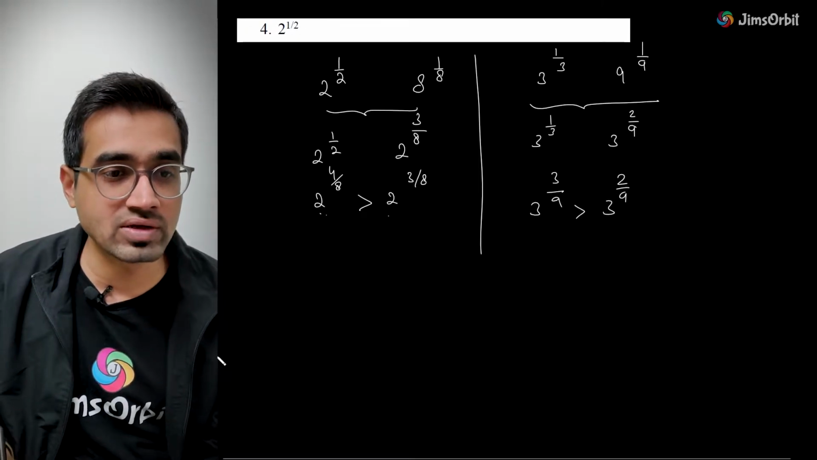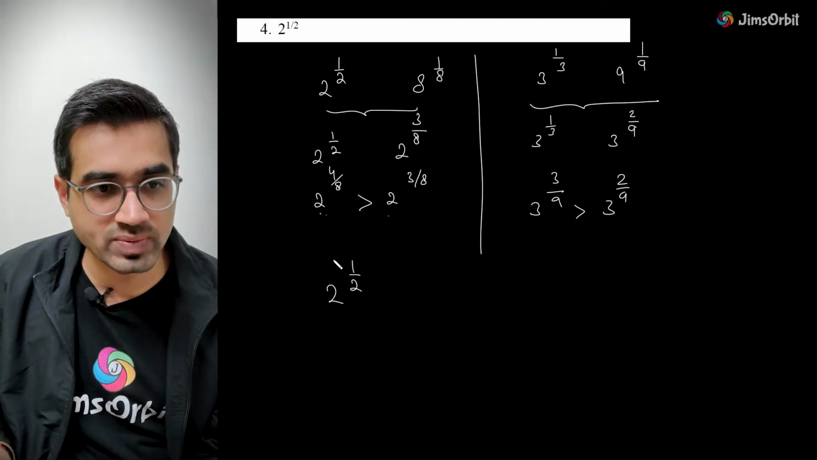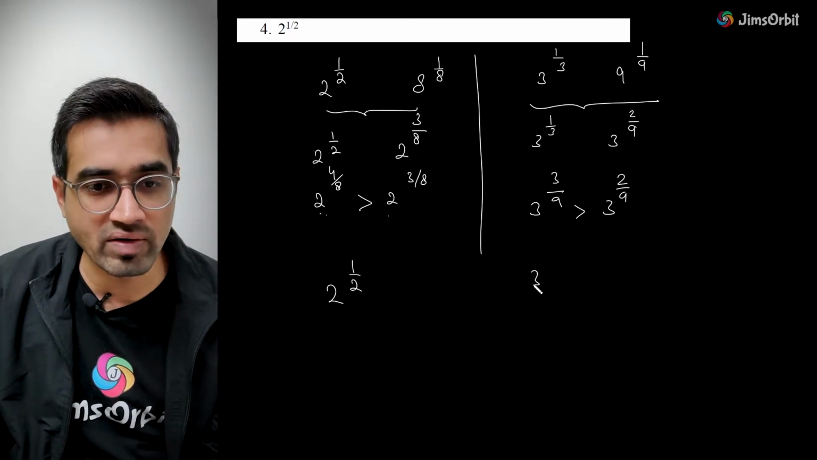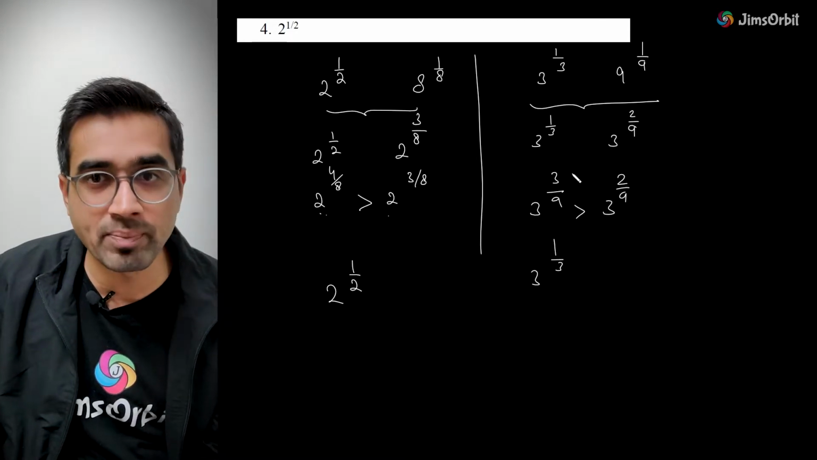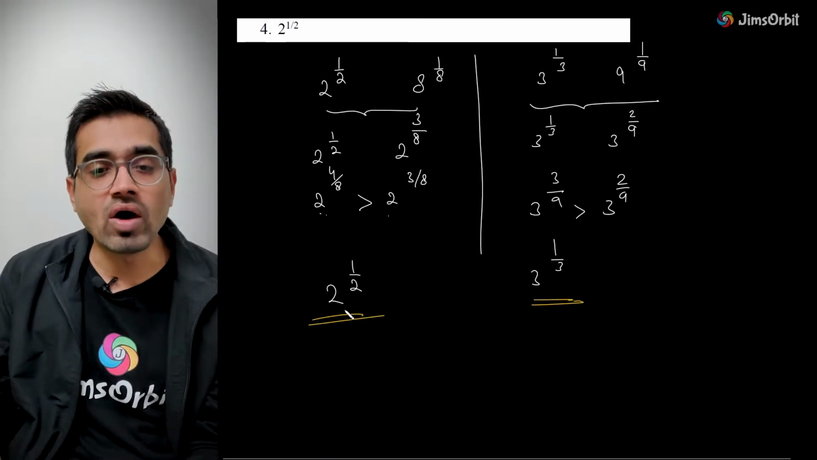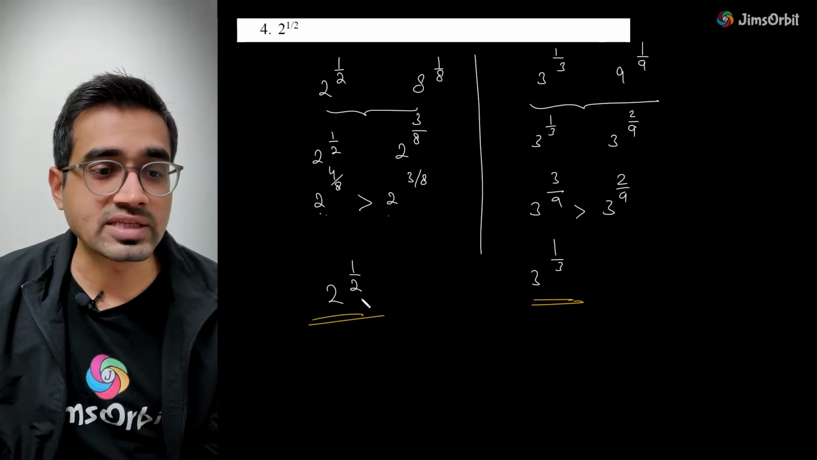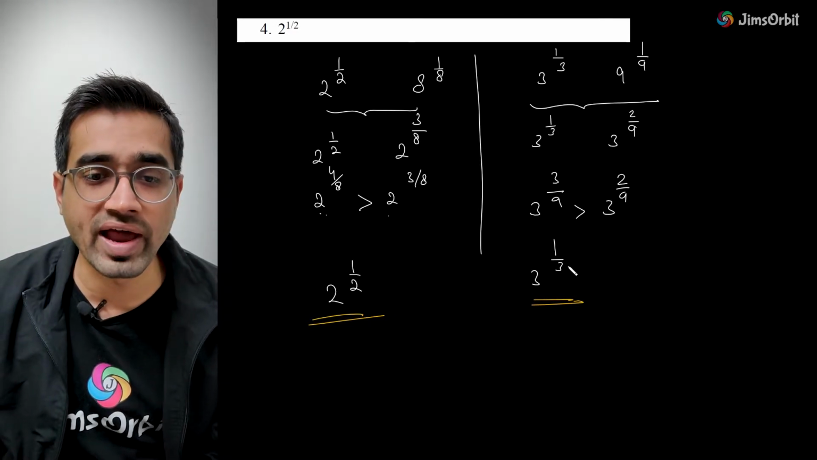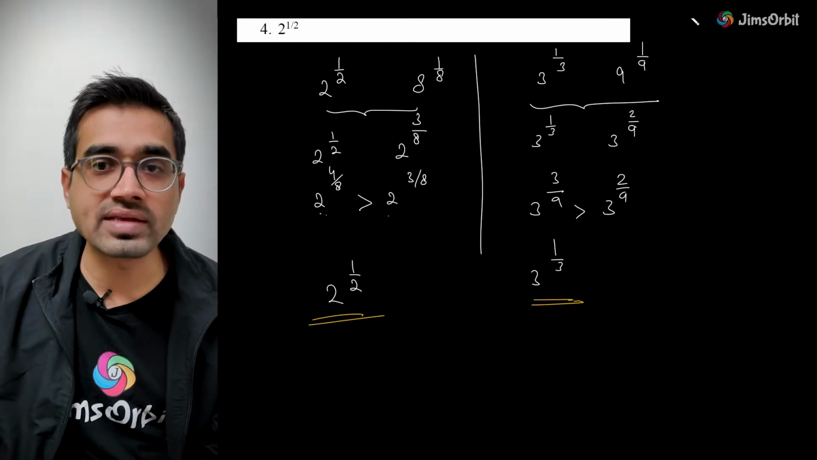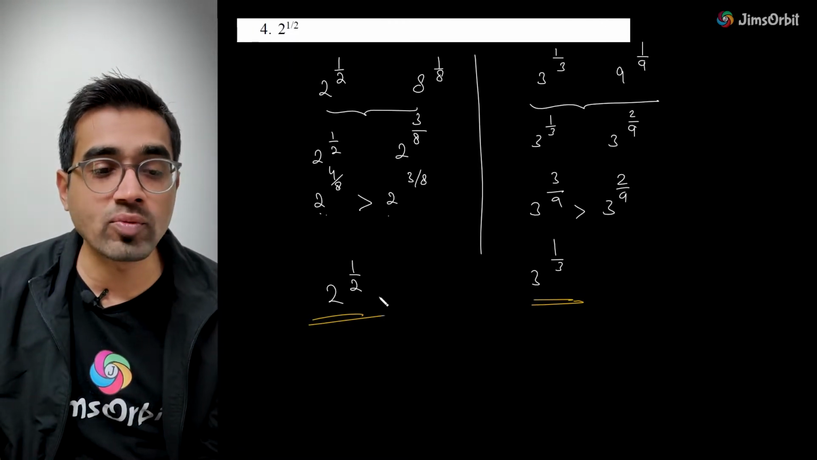Now you have two simple things to see. This is bigger. So 2 to the power 1 by 2 is bigger here, and here 3 to the power 1 by 3 is bigger. Now we need to compare these two. The problem now lies here. This is base 2, this is base 3. The exponent value is 1 by 2, the exponent value is 1 by 3. Can you somehow make these two behave equal?